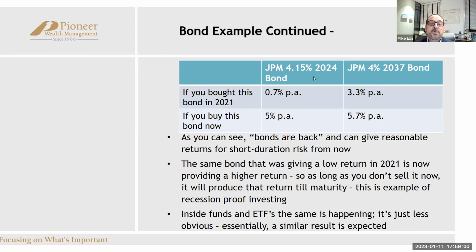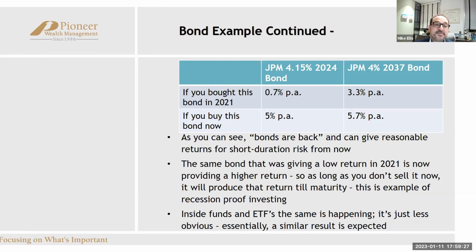Now, this is what I was saying about how difficult it is to make money using conservative instruments like traditional bonds. Now you buy the same bond, you're going to get 5%. This identical bond, you buy it now, as opposed to a year ago, you're going to get 5%. If you buy the longer bond, a year ago, you would have earned 3.3% per year till 2037. Now you're going to earn 5.7.